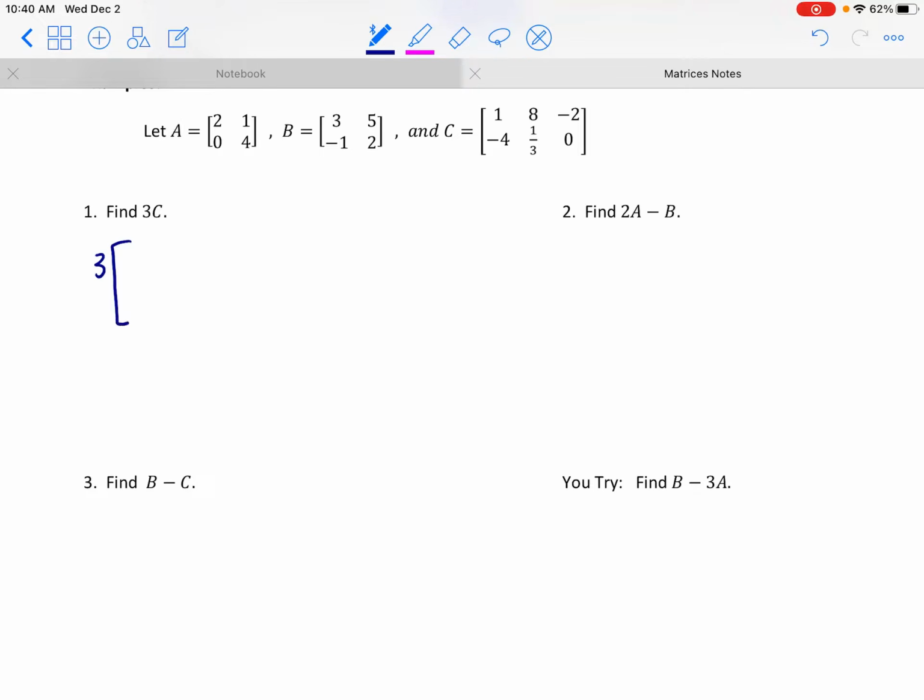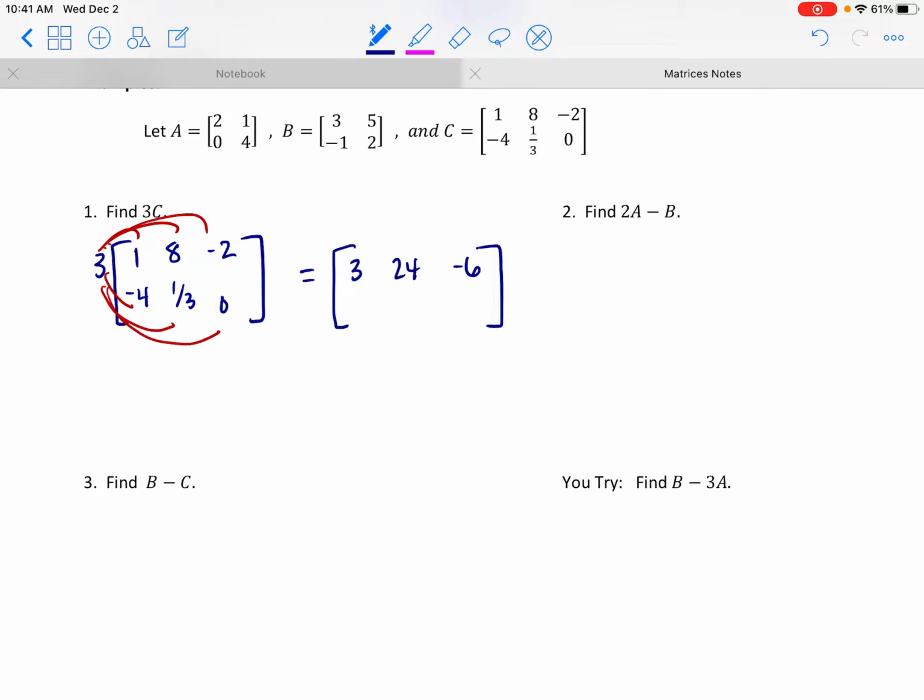So if we're going to find 3C, that means we're going to multiply each of the elements in C, which are 1, -4, 8, 1/3, -2, and 0. We're going to multiply all of those by 3. So we end up with, after distributing the 3 to all 6 of these elements, 3 times 1 is going to be 3, 3 times 8 is 24, 3 times -2 is -6, 3 times -4 is -12, 3 times a third is going to be 1, and 3 times 0 is going to be 0. And that would be the result, as simple as that.